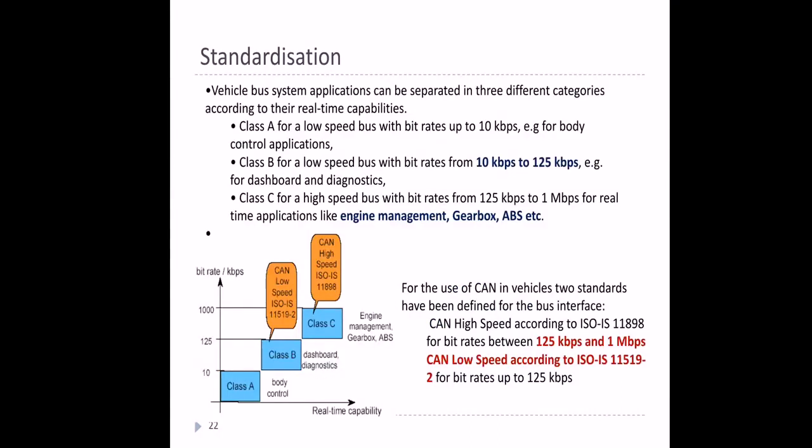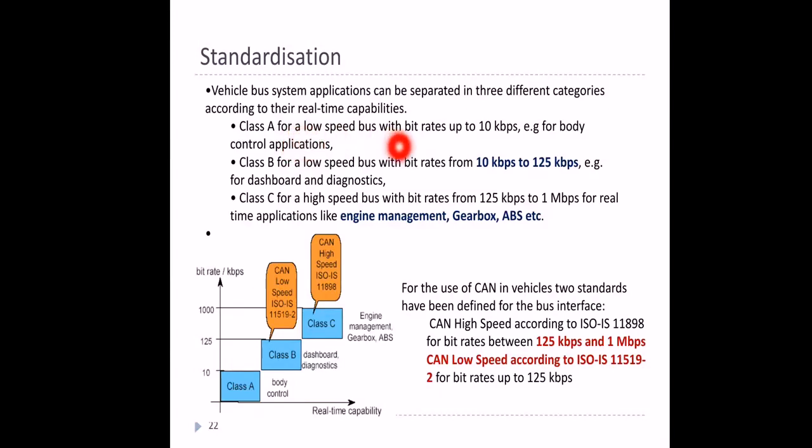Then standardization, how ISO has standardized. You have to listen very carefully to these concepts. These are all the standards that you have to follow when you start with CAN. The vehicle bus system applications can be separated into three categories according to the real-time capabilities: class A, class B, and class C.